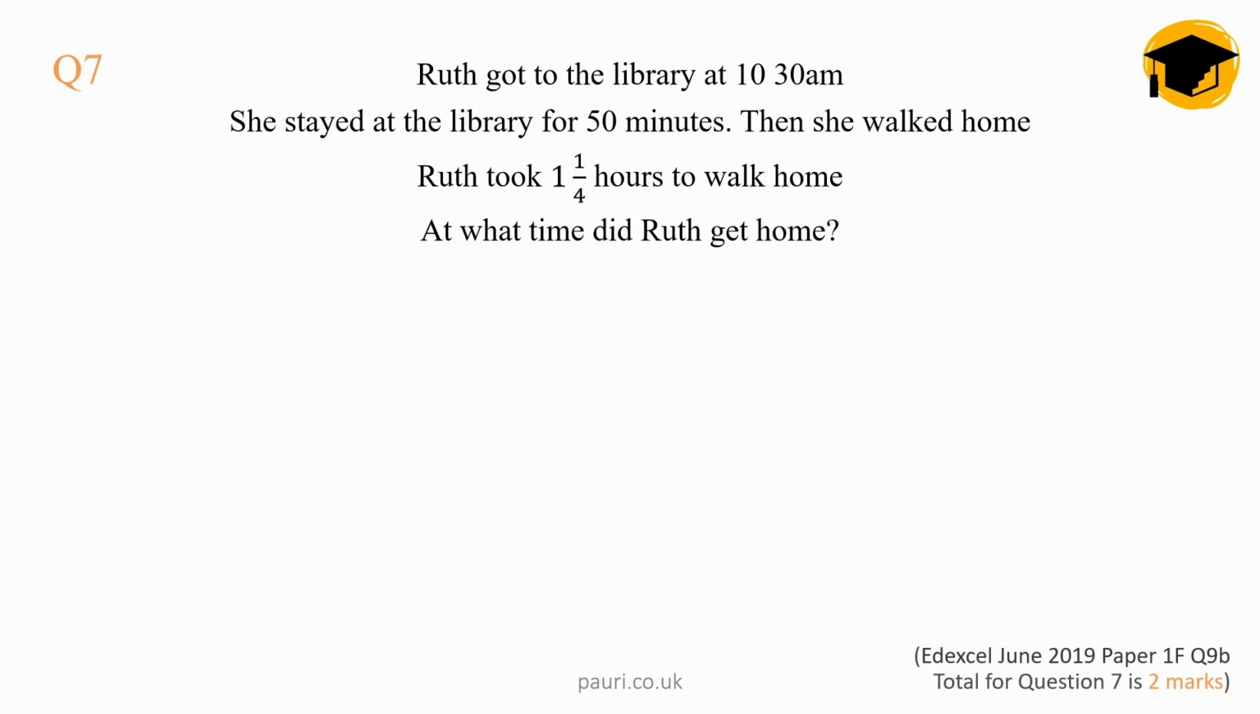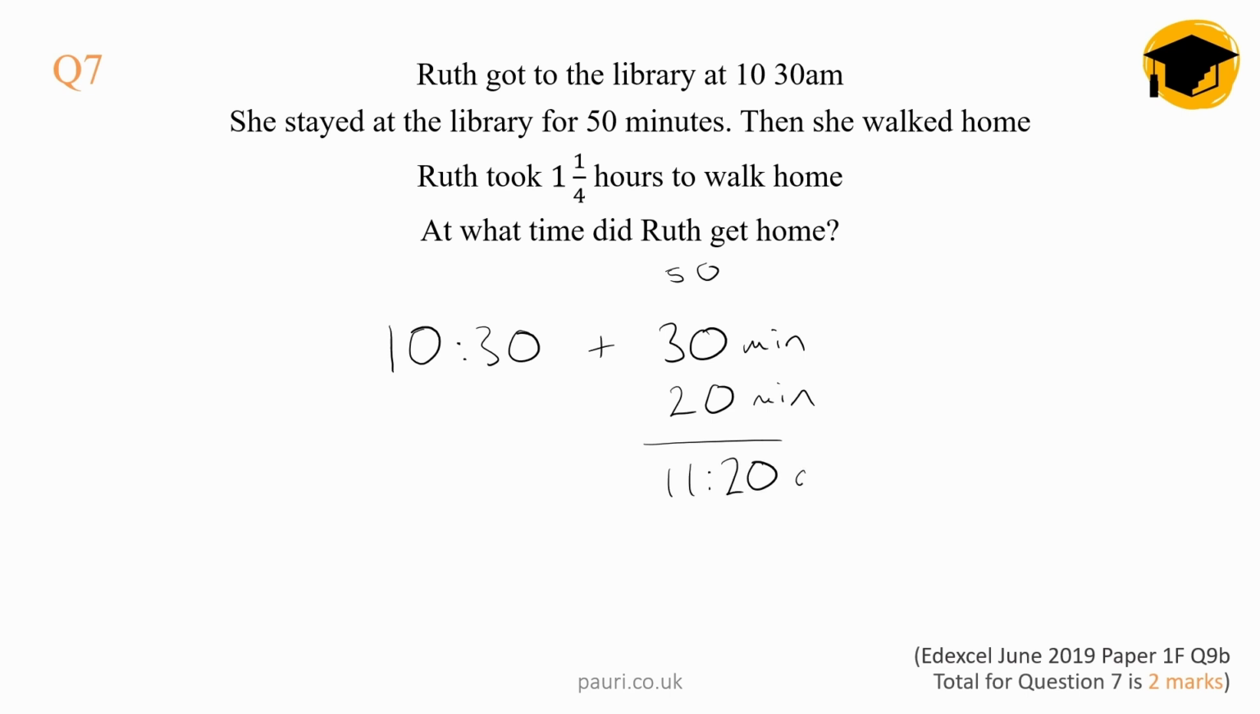Ruth got to the library at 10:30 a.m. Again, I'm going to leave a gap because it'll be easy for me. She stayed at the library for 50 minutes. If I add 30 minutes, that takes me up to the next hour. What's left? 20 minutes. 10:30 plus 30 minutes is 11 o'clock. 11 plus 20 is 11:20. She leaves the library, and that's a.m.